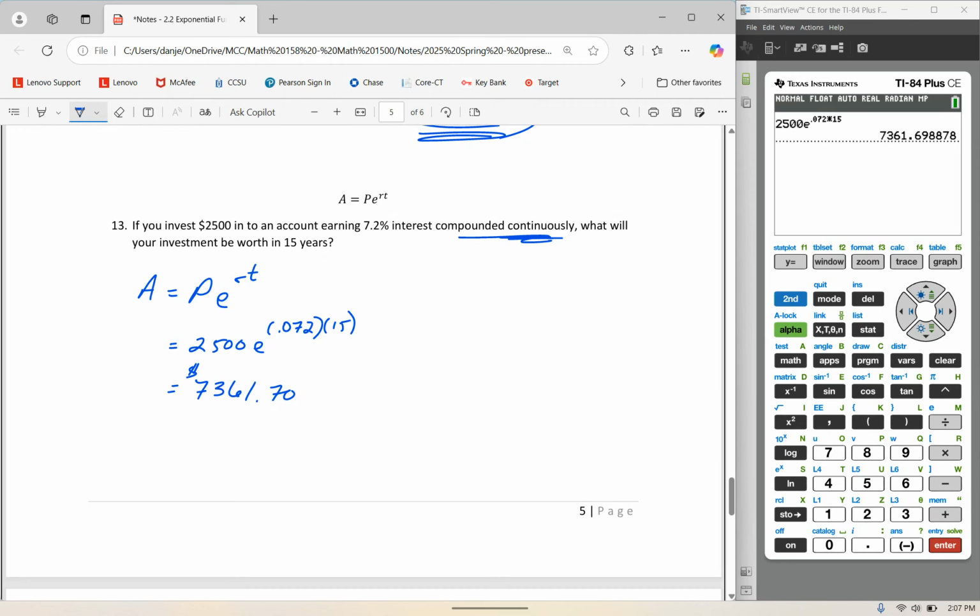$7,361.70, because I round that up to 0.70. Okay, so that's my future value there.